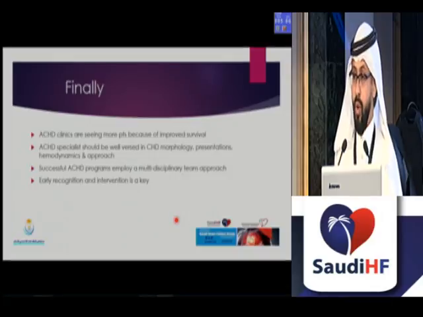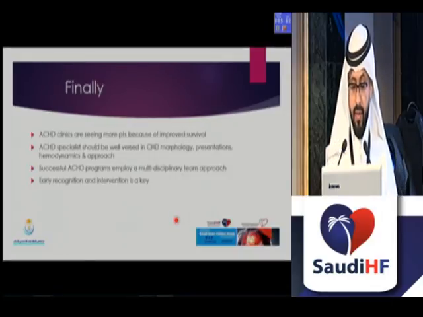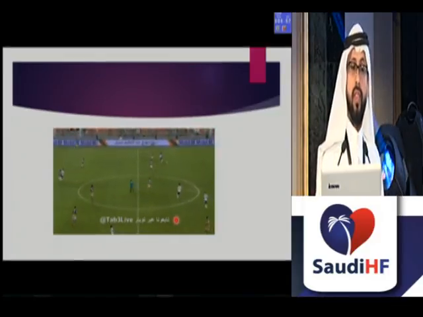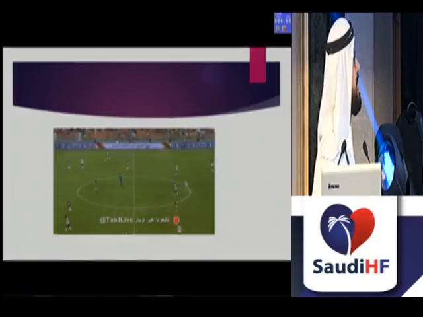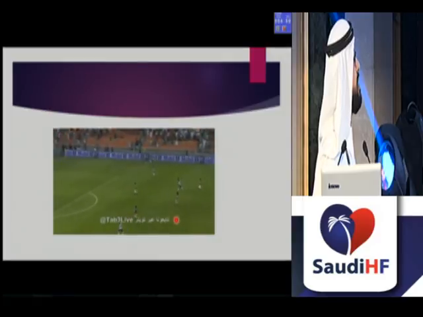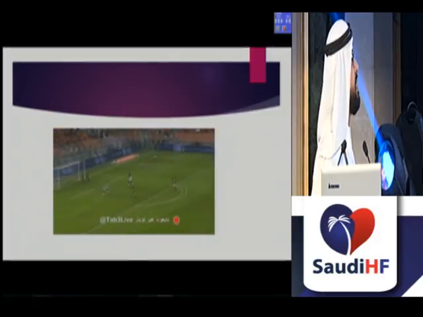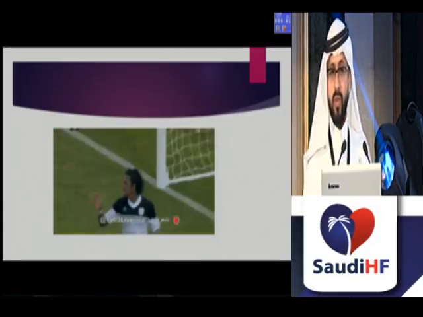It's very important, and I cannot stress the time more than this. If you look at this, see? They waited, and then it's minute 94, and there you go. If you don't treat your patient, you lose, and your patient will lose.